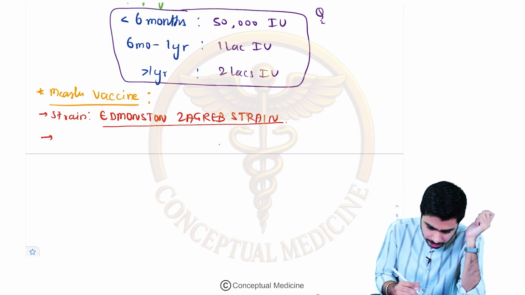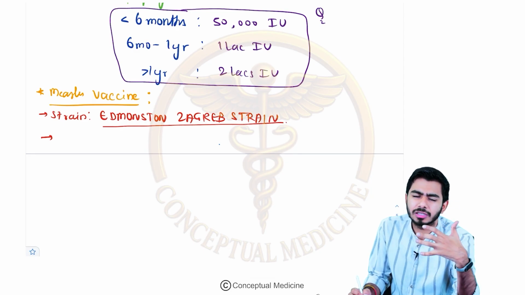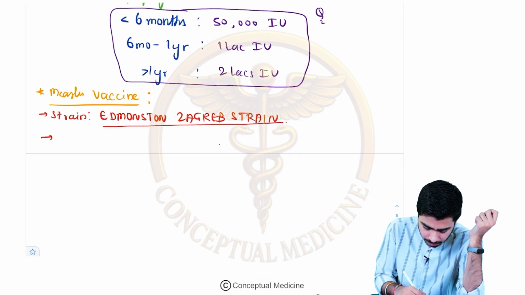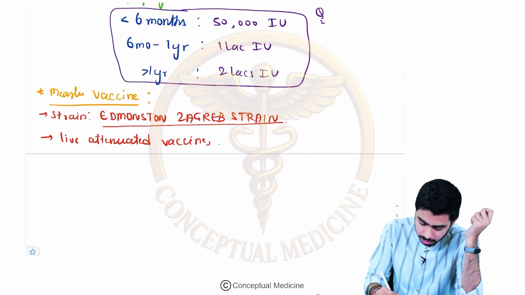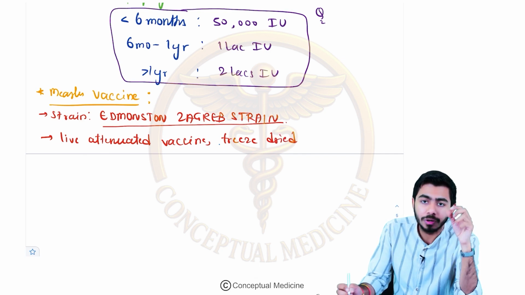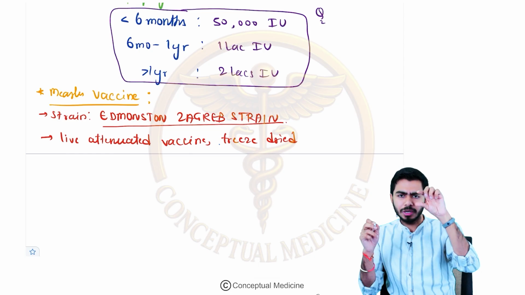Next point over here, is it a live attenuated vaccine or a killed vaccine? What kind of vaccine is it? Please remember that this is the live attenuated vaccine, as we talked about in the chickenpox virus also. That was also a live attenuated vaccine. This is also a live attenuated vaccine. This is the freeze-dried vaccine. It means we need a diluent to reconstitute it. This will be freeze-dried, meaning it will come in powder form.